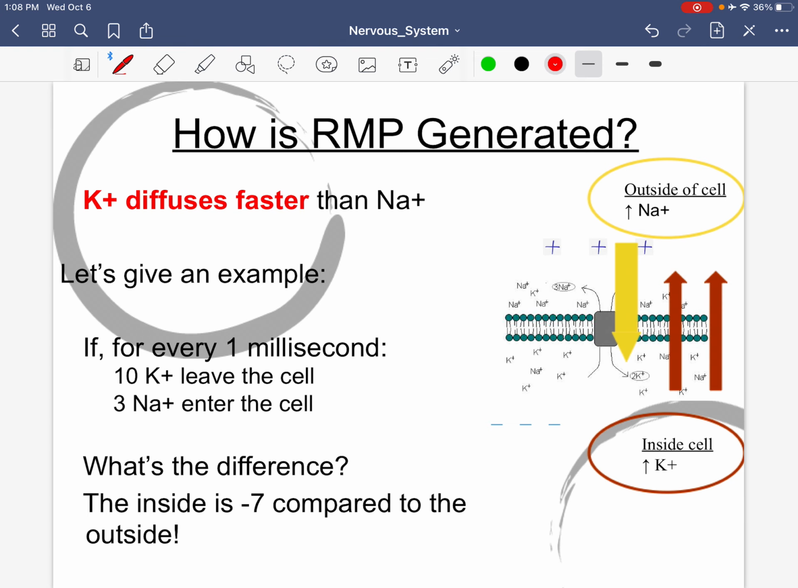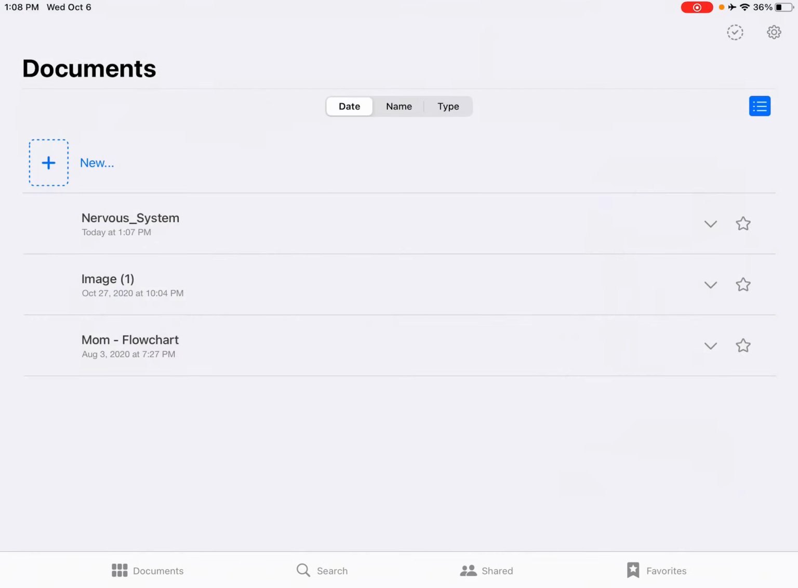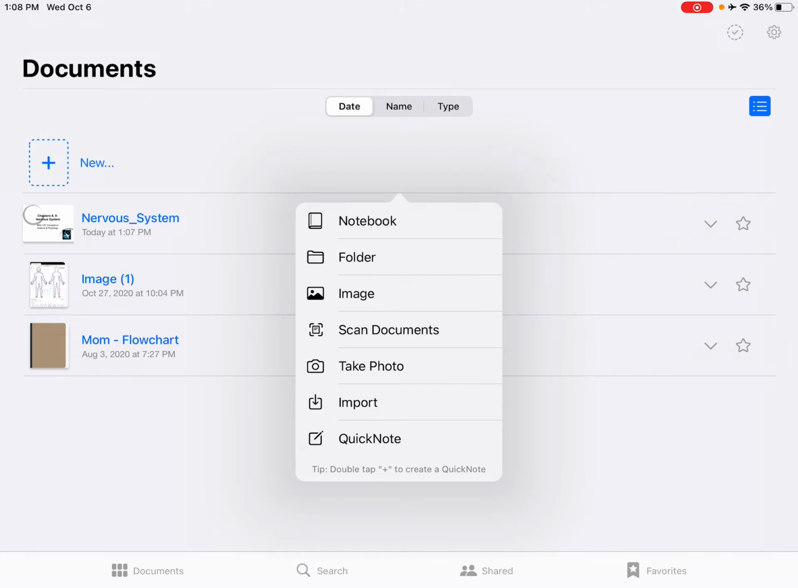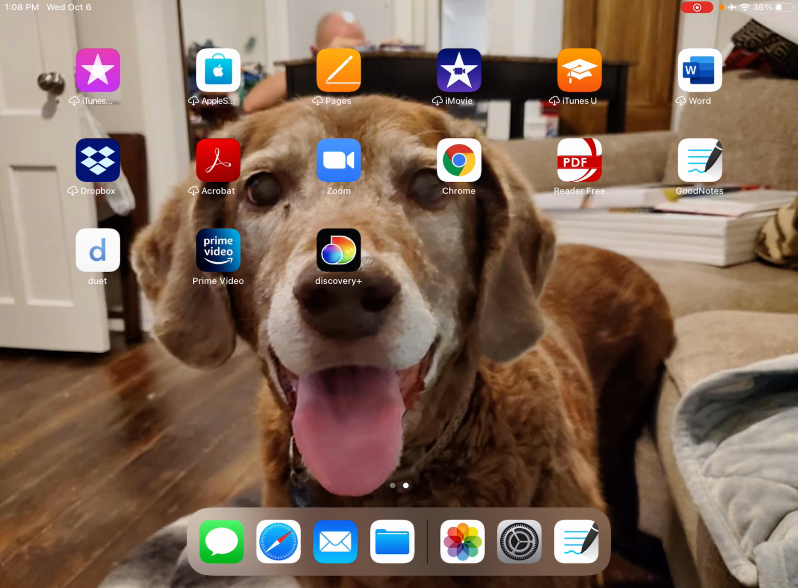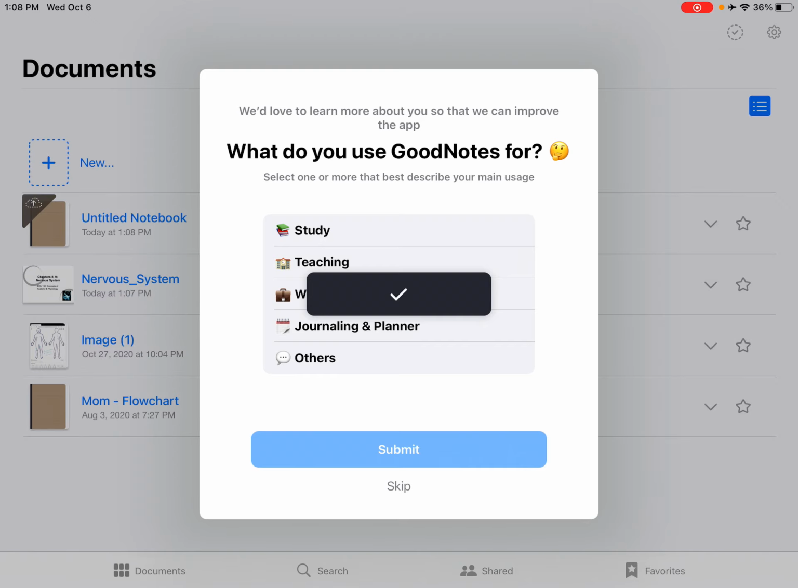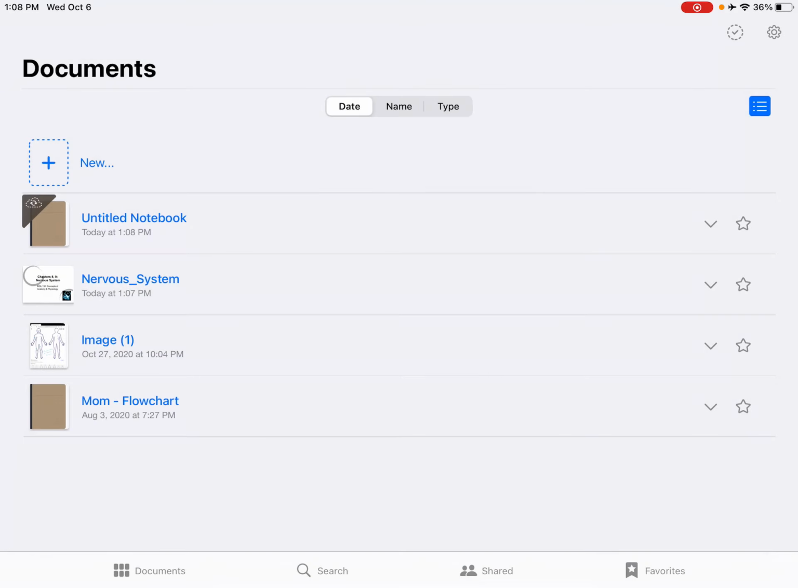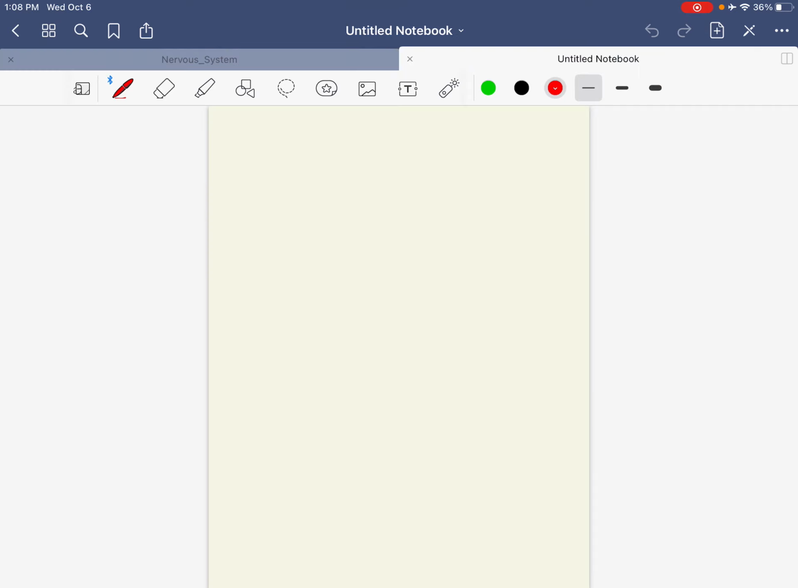Now, we're going to talk a little bit more because these ions will diffuse, and there's a difference in their rate of diffusion. So, I think it might be easier for me to start another screen here so I can draw it and keep going back to it. So let me just make a new one. New. Notebook. Create. Here's the untitled notebook.